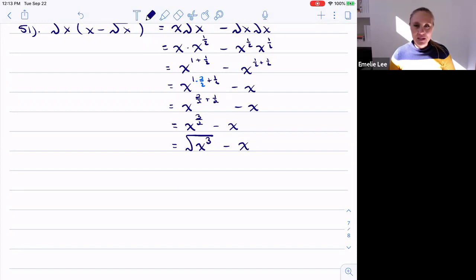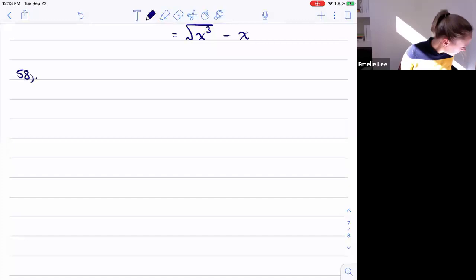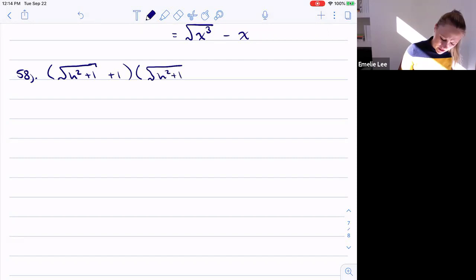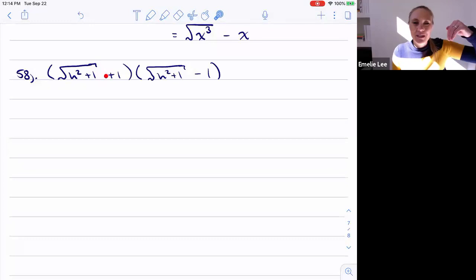How about 58? So 58, I'll just write it out here, and I'll have to steal it from here. I've got the root of h squared plus 1, and then, not under the square root, plus 1, times the root of h squared plus 1, and again, not under the root, times minus 1. So you want to be really careful there. Notice that I put these little lips on the root in case there's ever any doubt about what's under the root. Then I can say, okay, h squared plus 1 is under the root, the plus 1 is not, right? And so it's going to behave very differently.